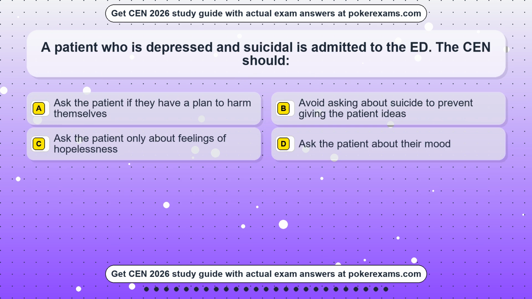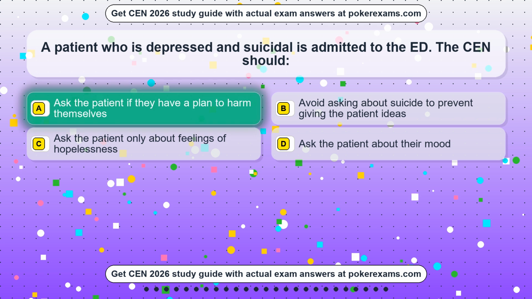Question 20. A patient who is depressed and suicidal is admitted to the ED. The CEN should. Option A. Ask the patient if they have a plan to harm themselves. Option B. Avoid asking about suicide to prevent giving the patient ideas. Option C. Ask the patient only about feelings of hopelessness. Option D. Ask the patient about their mood. The correct answer is option A. Ask the patient if they have a plan to harm themselves.